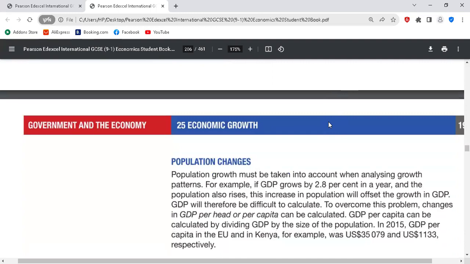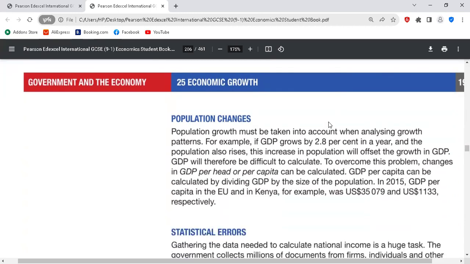Do you understand? Okay. Population changes. Population growth must be taken into account when analyzing growth patterns. For example, if GDP grows by 2.8% and the population also rises, this increase in population will offset the growth in GDP. GDP will therefore be difficult to interpret. To overcome this problem, we have to use GDP per capita.